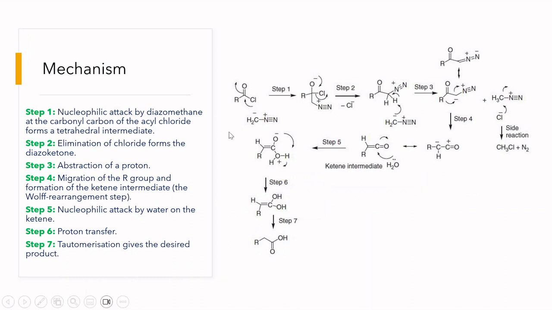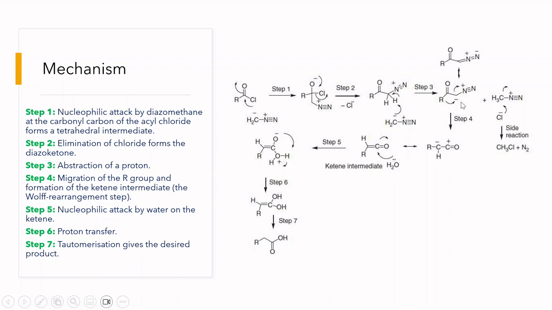Coming to the mechanism, first step is the nucleophilic attack of diazomethane at the carbonyl carbon of the acid chloride obtained from the lower acid and we get a tetrahedral intermediate which undergoes an elimination of chloride ion to form a diazoketone. The diazoketone then involves the abstraction of proton to form a carbanion.